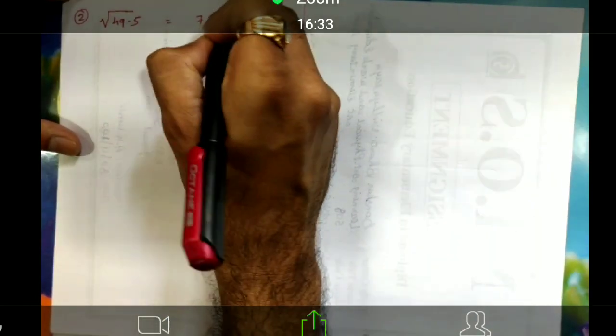Number 2, we are given that find the approximate value of square root of 49.5. Done. So we know that square root of 49 is 7, so the approximate value of square root of 49.5 will be 7 point something. So you have to find that something. Now I'm not writing that step, I am just directly writing the sum.